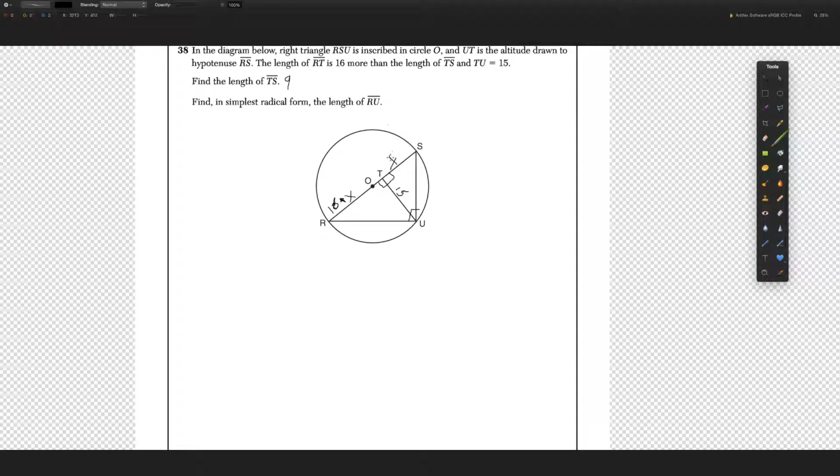First, let's erase all this. Okay, this is 9, and this is 16 plus 9, which is 25, and this was 15. Then they're asking for RU. So this is a 90-degree triangle, right, because it's an altitude. So it creates 90-degree angles.